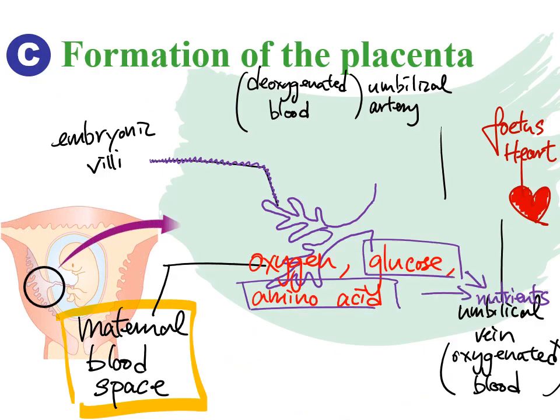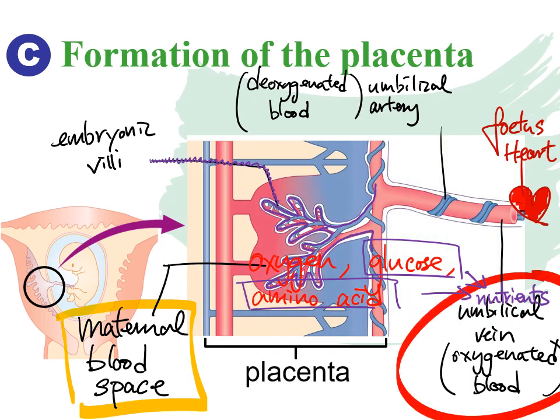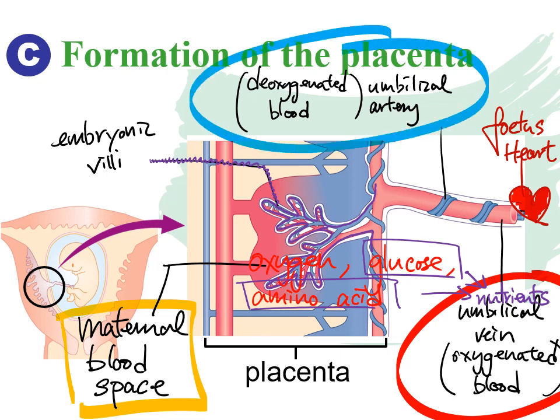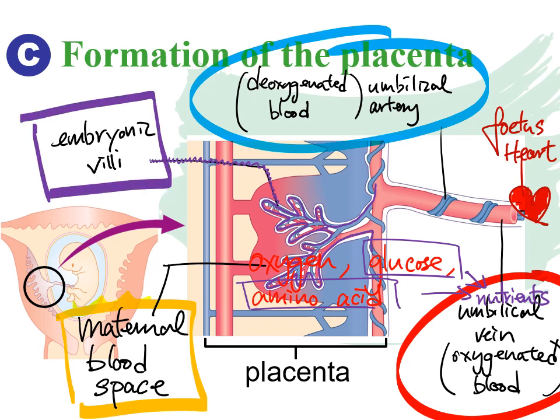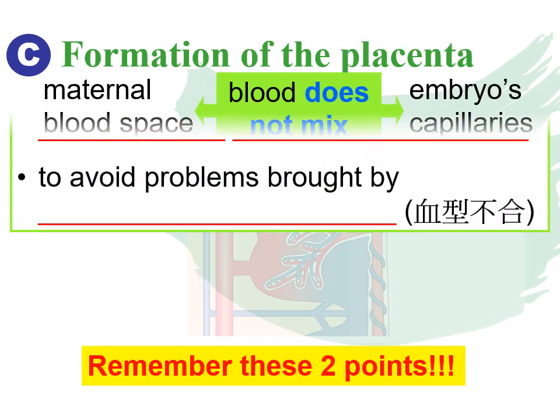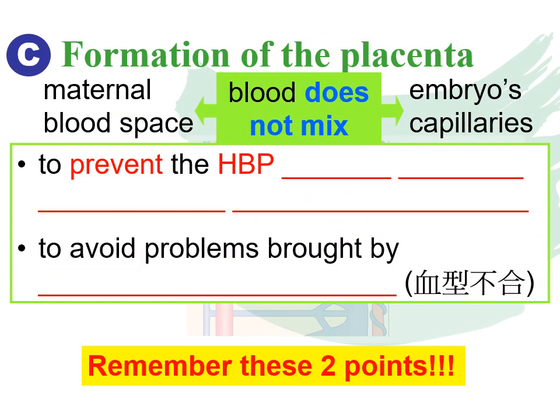This is the inner structure of a placenta. In red, this is the umbilical vein carrying the oxygenated blood. Those in blue is the umbilical artery carrying the deoxygenated blood. Those I draw in purple is the embryonic villi, which has the embryonic capillary inside, and they are separated from the maternal blood space. For the maternal blood and also the embryonic blood, they never mixed.